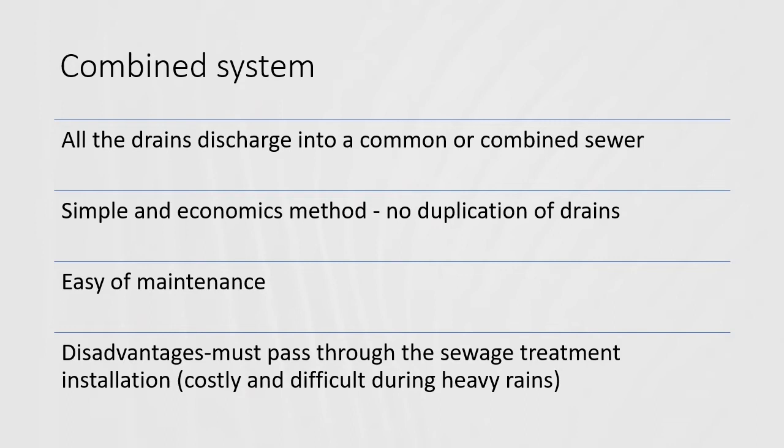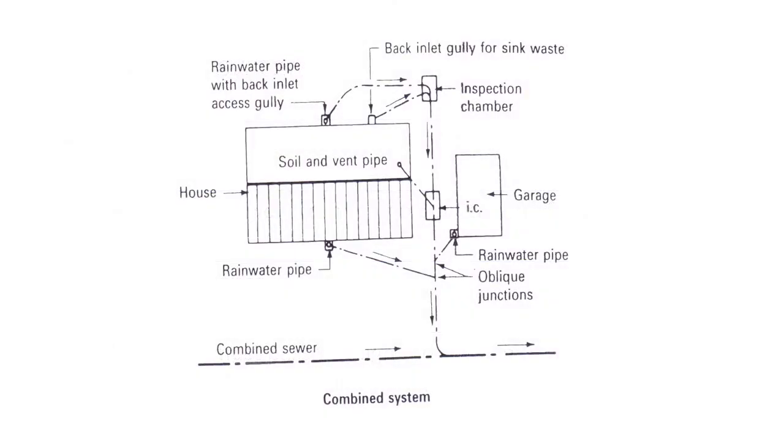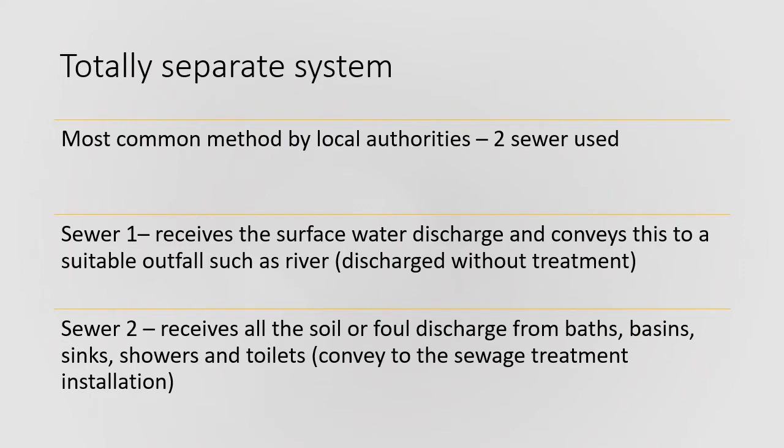However, the disadvantages is it must pass through the sewage treatment installation, which is going to cost a lot and it is difficult during heavy rain sebab air daripada rainwater pun kena pergi ke STP juga. Illustration, it really shows that rainwater pun pergi ke sini, soil and vent pipe pun pergi ke laluan yang sama. Jadi dia akan pergi ke combined sewer. Ini adalah combined system.